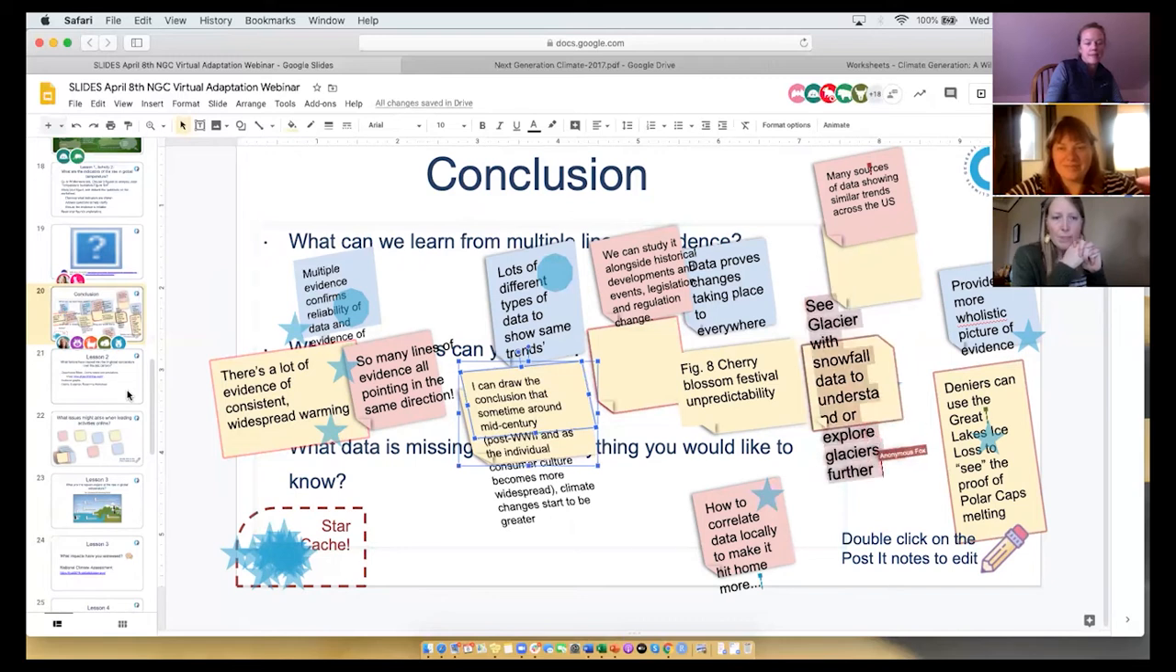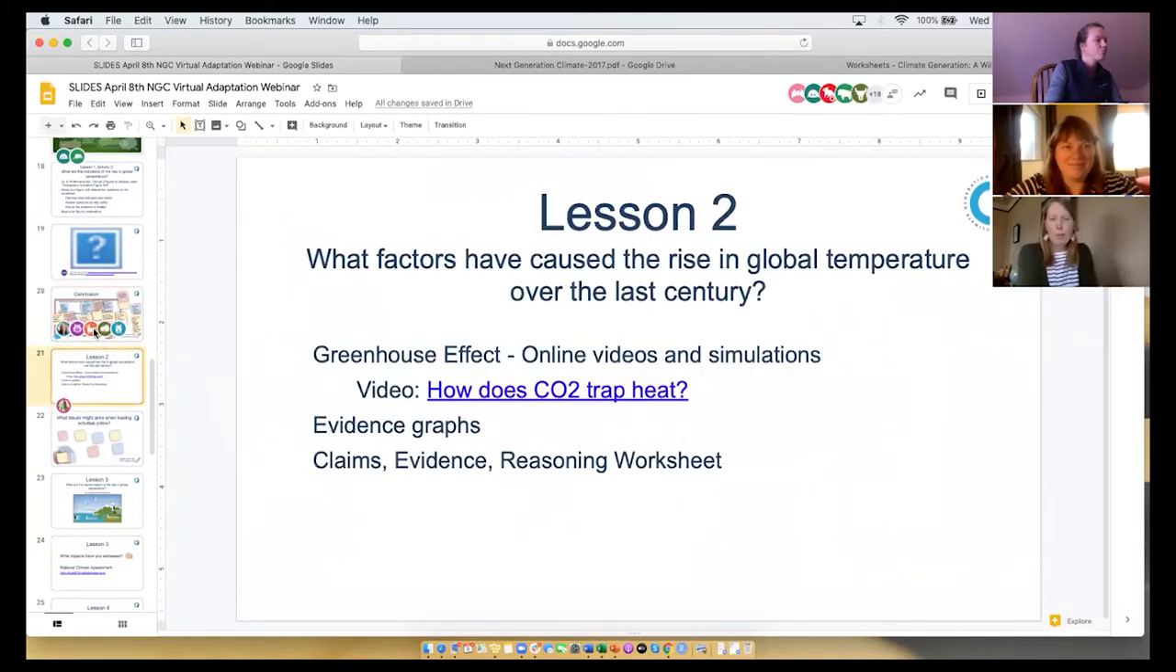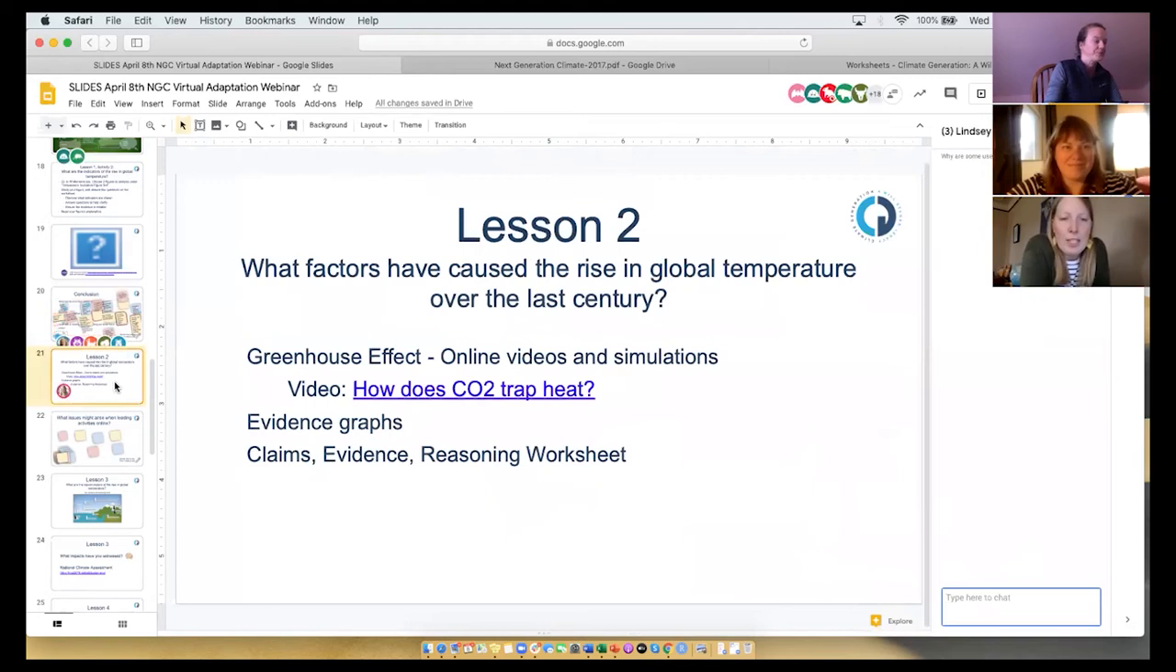Great. Well, that is just activity 2 from lesson 1, showing that we can have evidence for global temperature rise. Great. Thanks for participating, Megan.